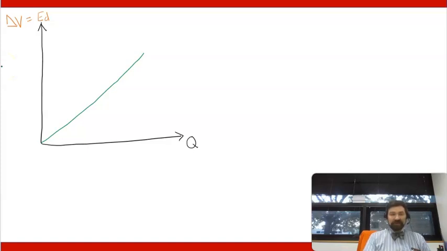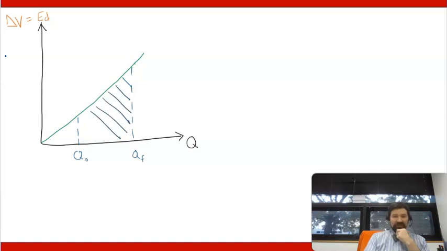And so to get that, I can essentially use the fact that delta V times Q, when both are constant, gives me work. And so if both are changing, that is equivalent to finding the area underneath this curve, or underneath this line. So if I wanted to move from, let's say, Q naught to Q final, then whatever the area right here is, that would be how much work is done.